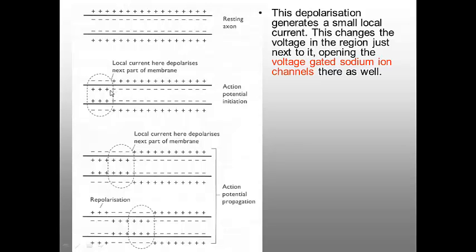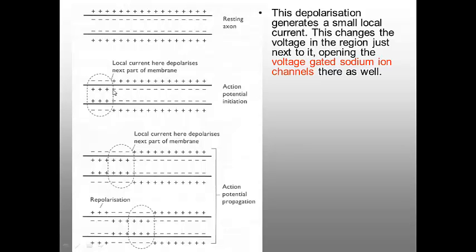Now this small local current will take this negative charge here and make it slightly less negative. We have charge moving from this positive to this negative here, as positive ions flow this way or electrons flow that way, and that will make that less negative.